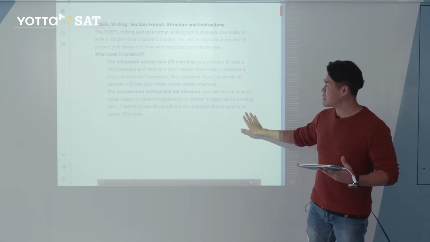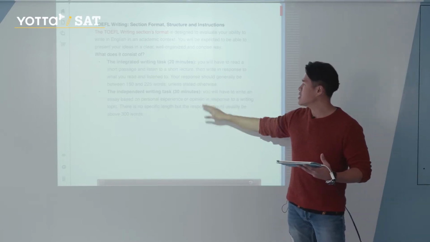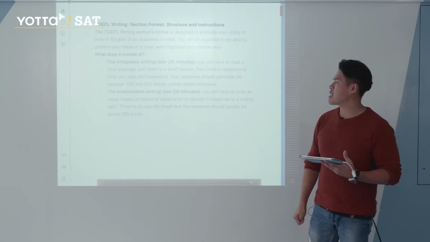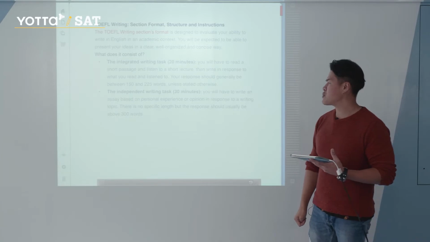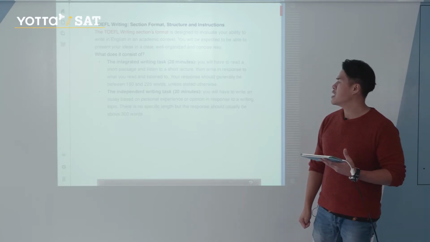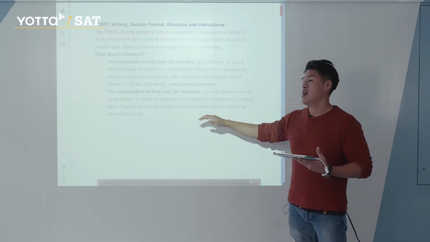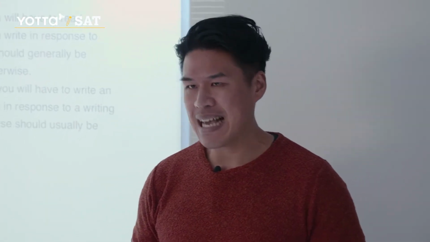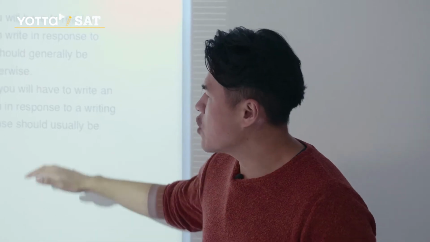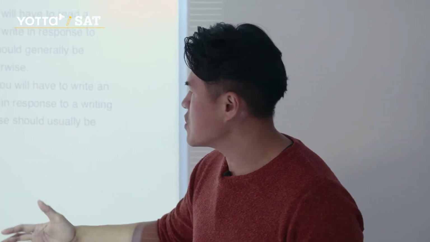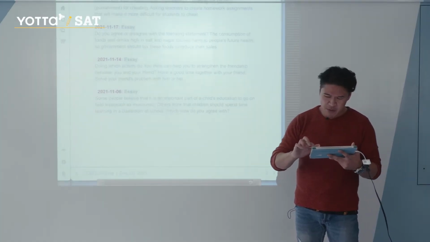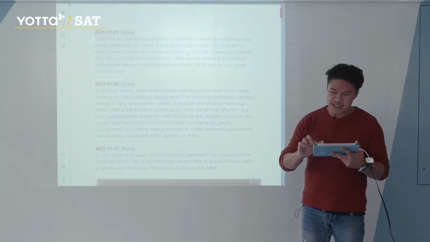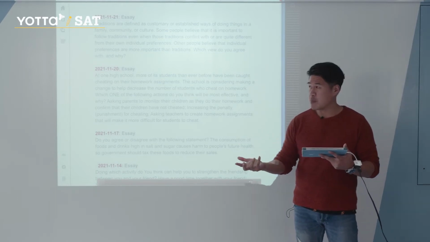The independent task should be about 30 minutes. You have to write an essay based on personal experience or opinions in response to a writing topic. There's no specific length, but the response should usually be above 300 words. A lot of students ask me, if I don't write up to 300 words, will I get deducted points? Yes, you will. So you have to write more than 300 words in 30 minutes, which is not that hard.